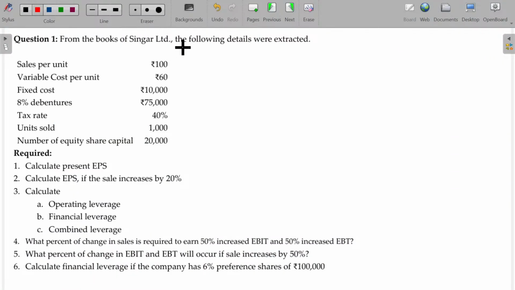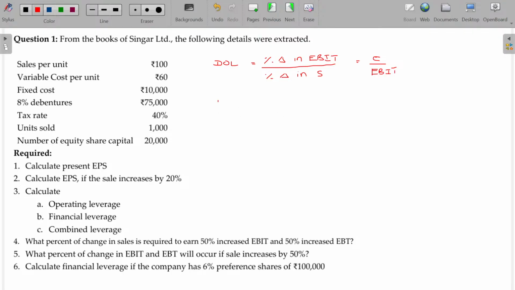In case of degree of operating leverage, the formula is equal to percentage change in EBIT divided by percentage change in sales. This is the formula. By simplifying this particular formula, you will get contribution by EBIT. Contribution by EBIT. Is that clear?